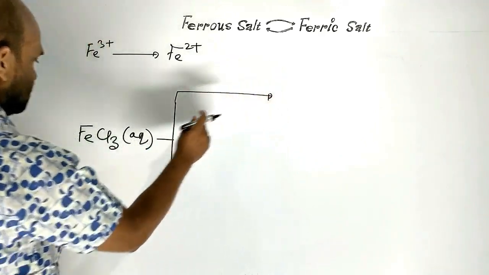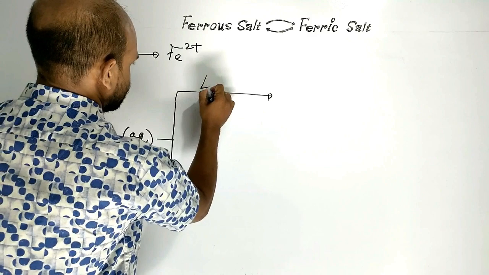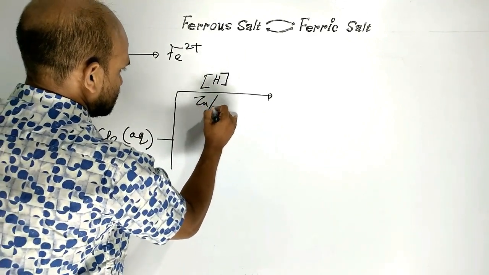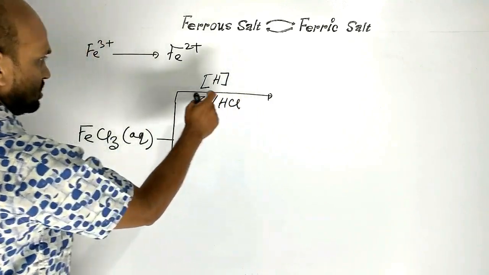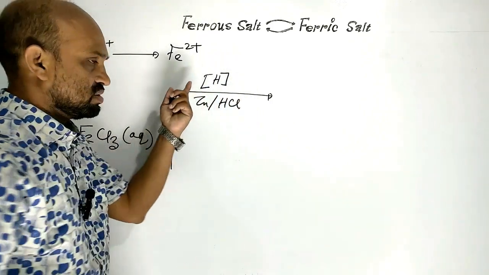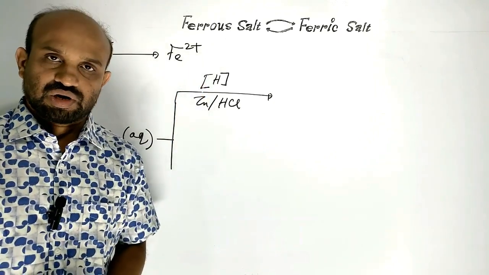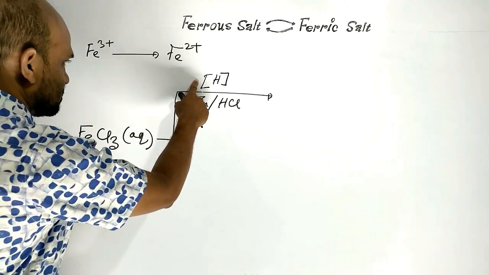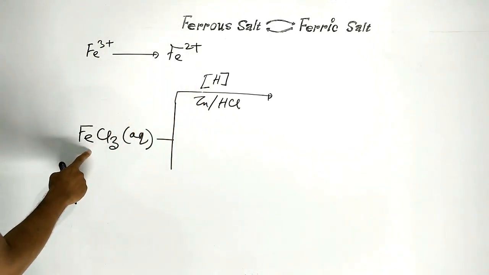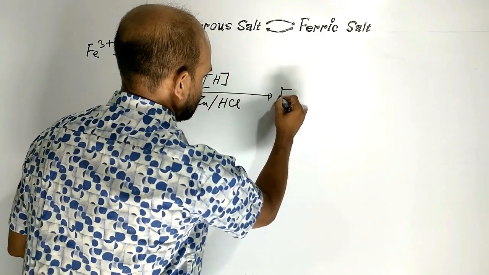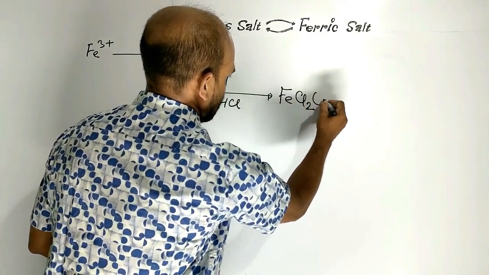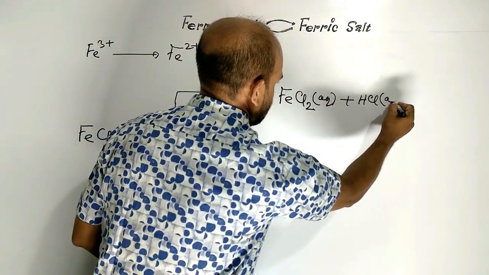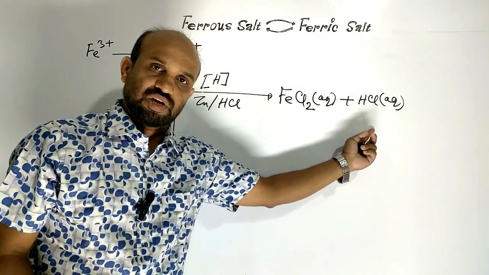Here, ferric chloride is reduced with zinc and hydrochloric acid. This is nascent hydrogen or newly born hydrogen, which is extremely reactive. With this nascent hydrogen, ferric chloride is reduced to ferrous chloride and hydrochloric acid is formed as byproduct.